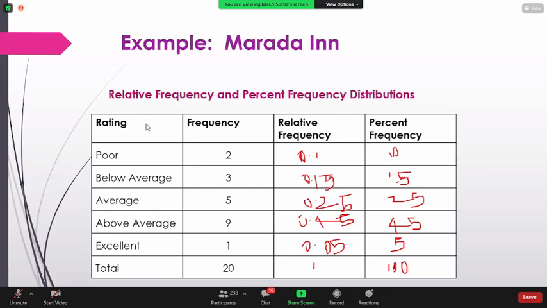Right? So the relative frequency is the proportion of frequency with the total frequency, the proportion of total frequency for a particular class. The percent frequency is the percentage of the total observations for a particular class. So in this case, there are 5 non-overlapping classes. What are the 5 non-overlapping classes for this example?